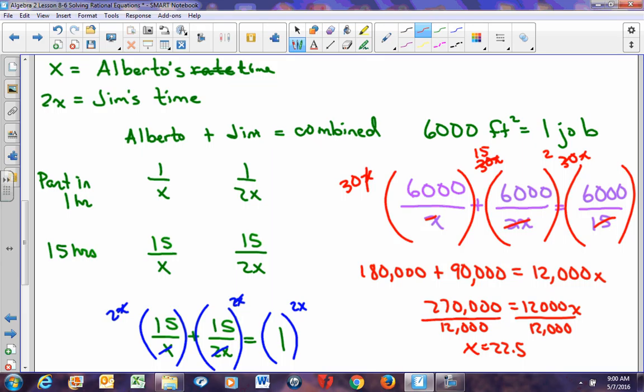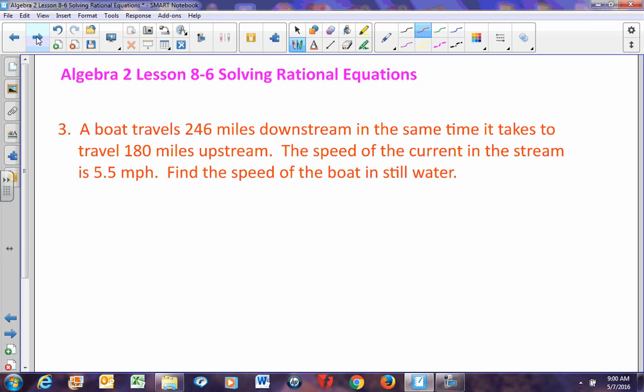I like to figure out how much they can do in 1 hour, figure out how much they can do in the combined number of hours, make it equal to one job, and just get it done. All right, the last problem. A boat travels, this is a time problem. A boat travels 246 miles downstream in the same time it takes to travel 180 miles upstream. The speed of the current in the stream is 5.5 miles per hour. Find the speed of the boat in still water.